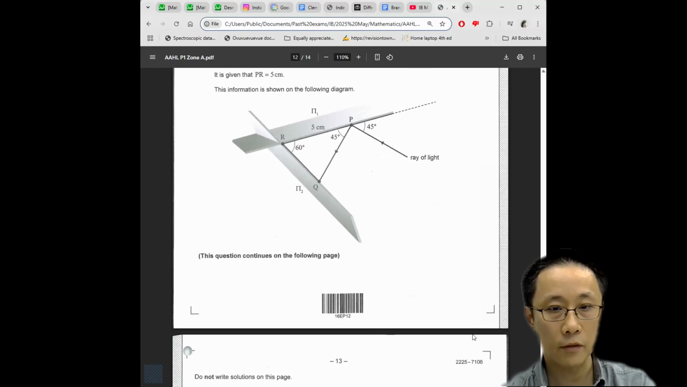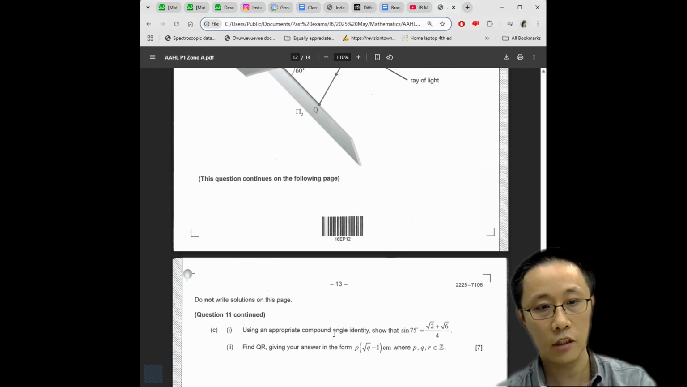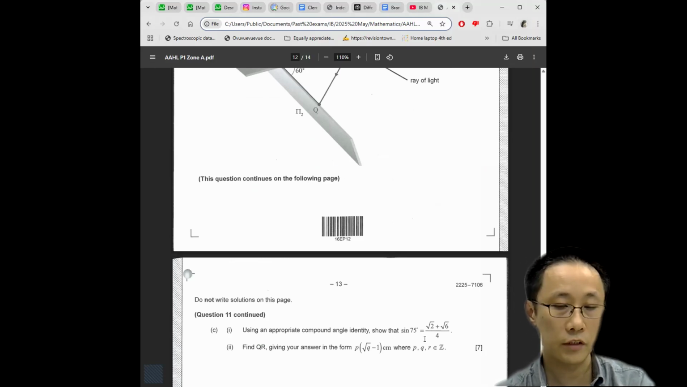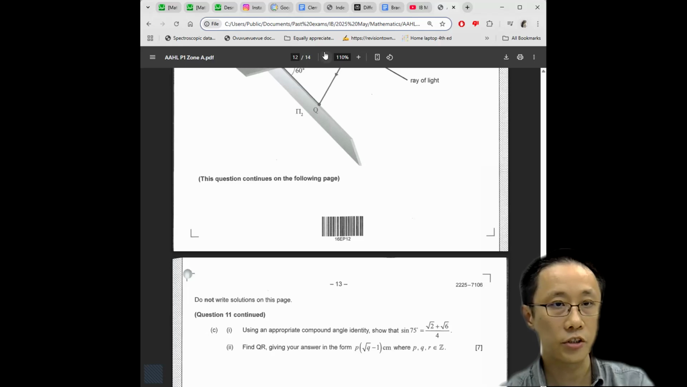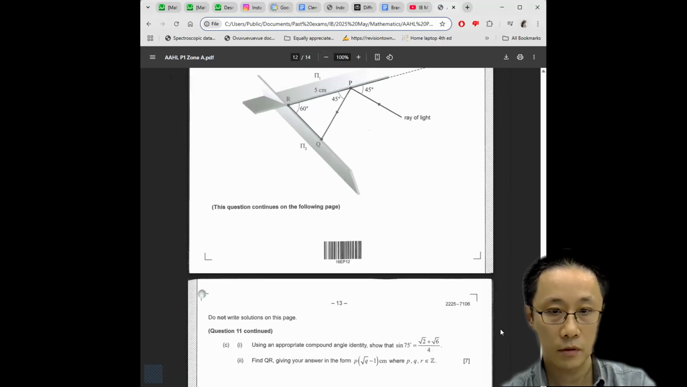The third part looks difficult, but if you read more carefully, using an appropriate compound angle identity to justify sine 75 as this exact value. And it turns out this is just a surd problem.